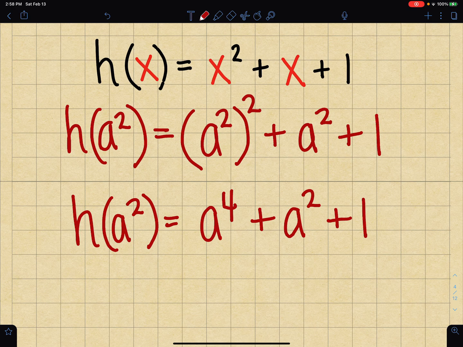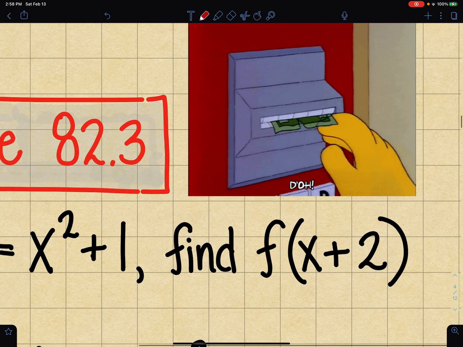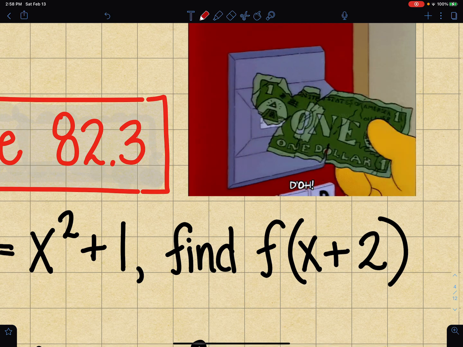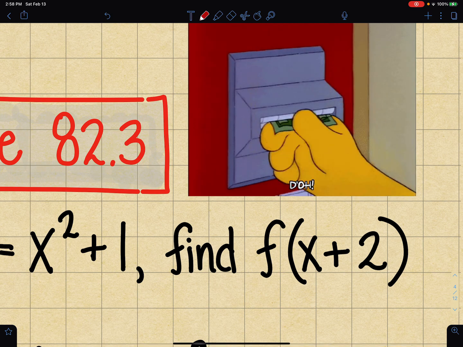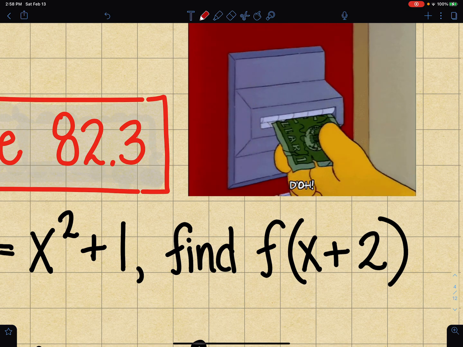Okay, all right, let's do another example. Here, poor Homer, I'm pretty sure that's Homer because he's saying, don't. He's trying to put in that old wrinkly dollar in the vending machine, and that never works very well.